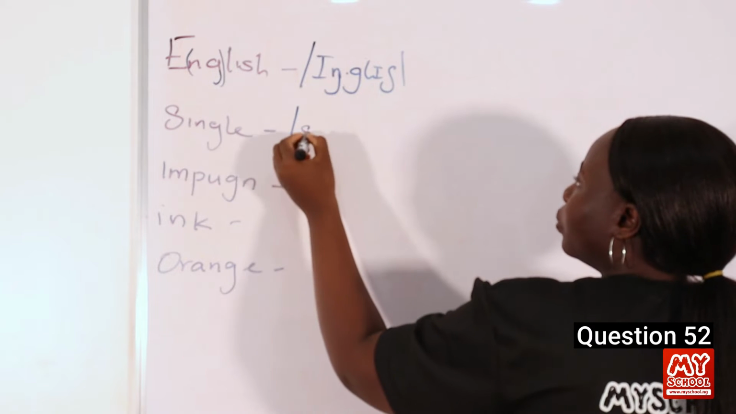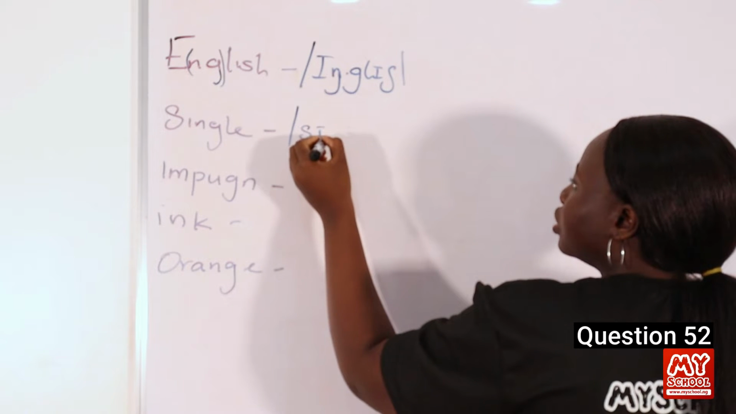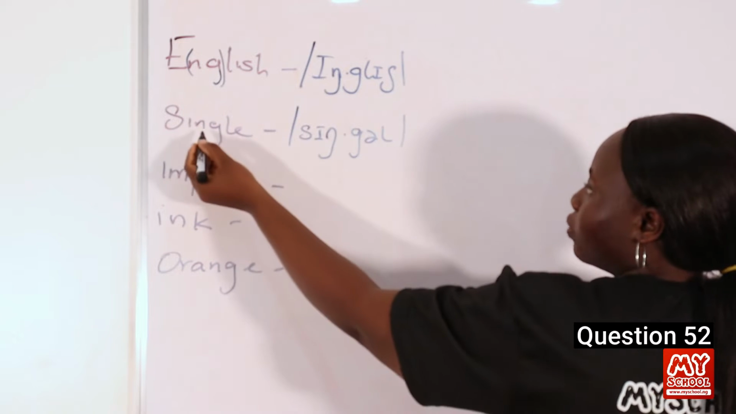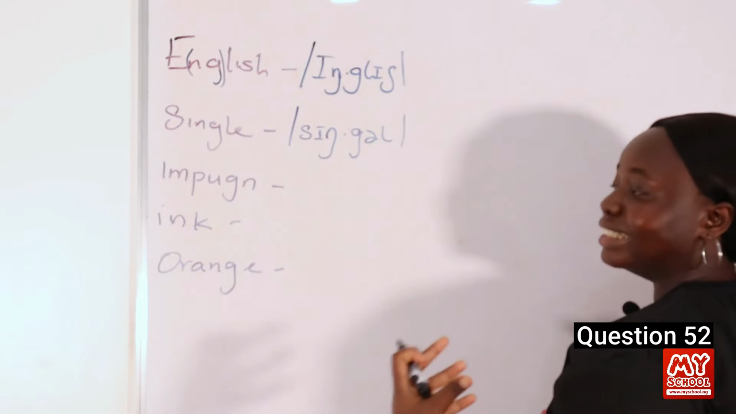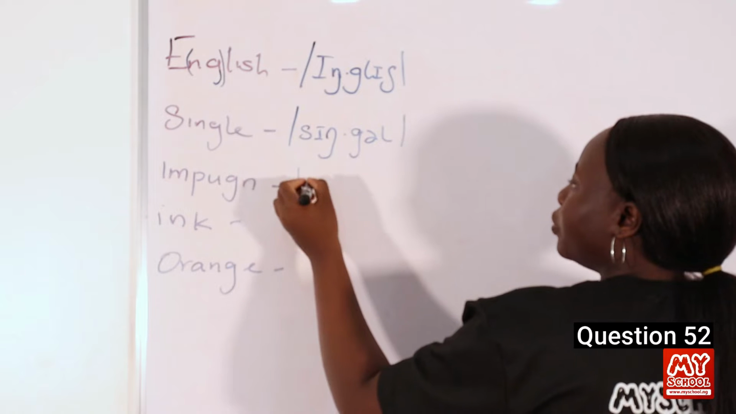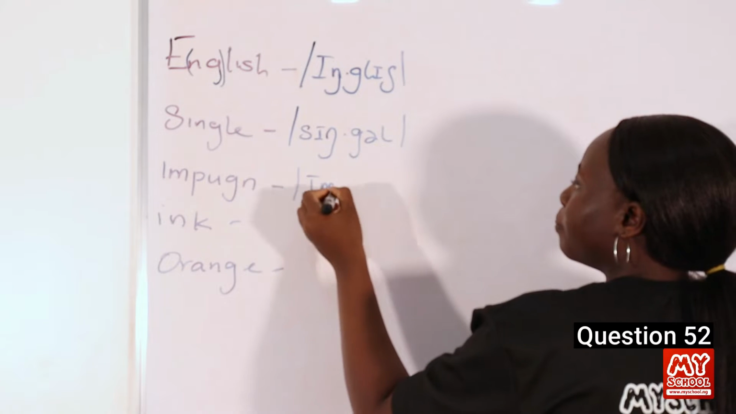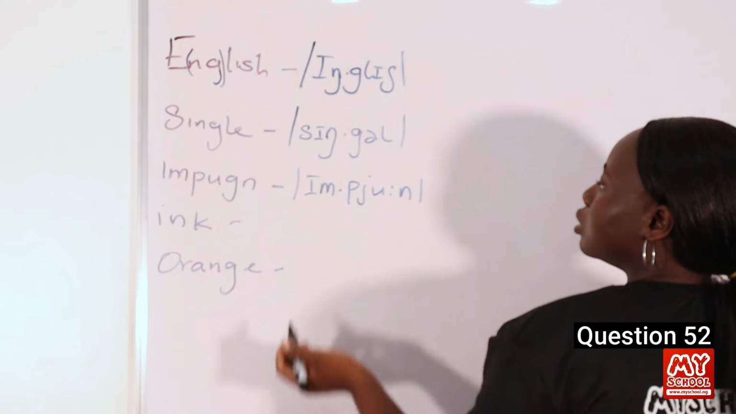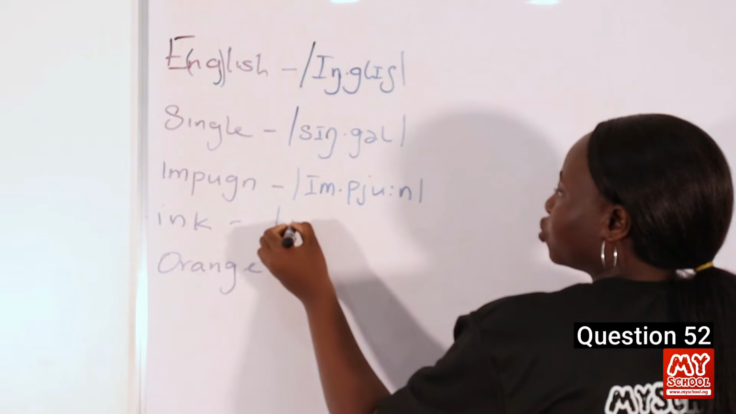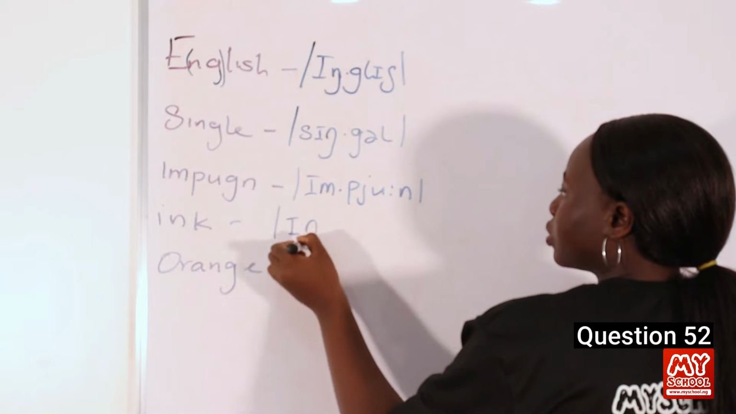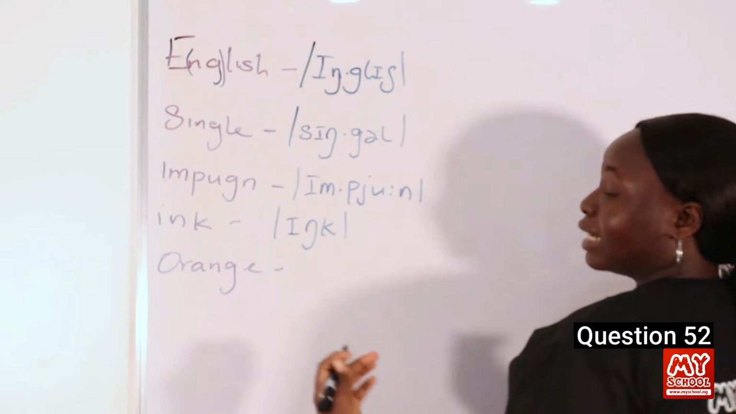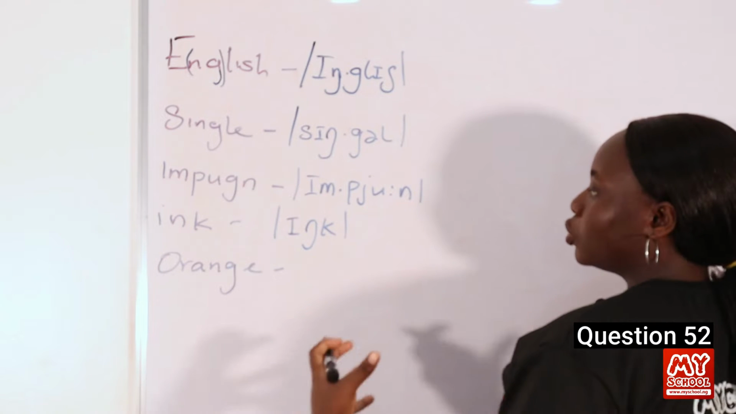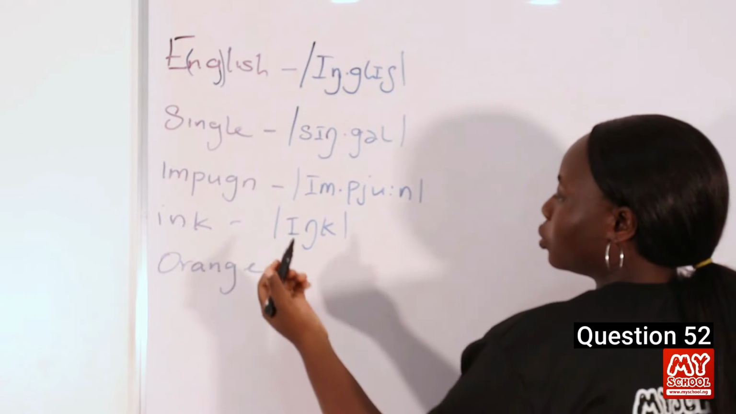Then for the word single, it's transcribed as this. Again, you can see for the N, it's written as ng. Then we have impugn, impugn. Then ink is transcribed as this. So the same thing goes for N and K together. The ng is pronounced as ng. So we have ink. Then we have the word orange.